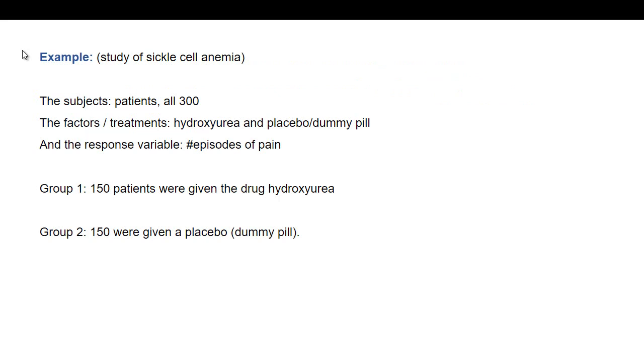So in the study of sickle cell anemia, the subjects are the patients. Let's say we have 300 patients. The factors are the treatments, hydroxyurea and the placebo or dummy pill, and the response variable would be the number of episodes of pain. In group 1, you will have 150 patients who were given the drug hydroxyurea, and 150 were given a placebo or a dummy pill.